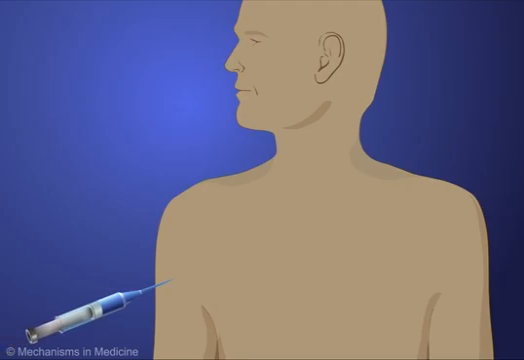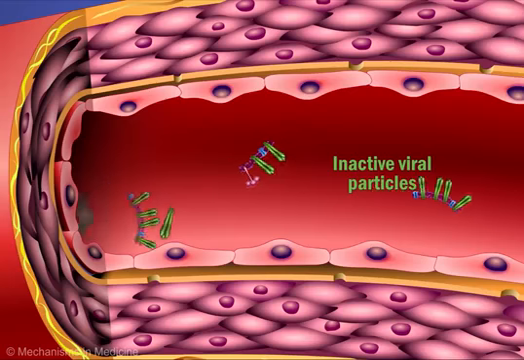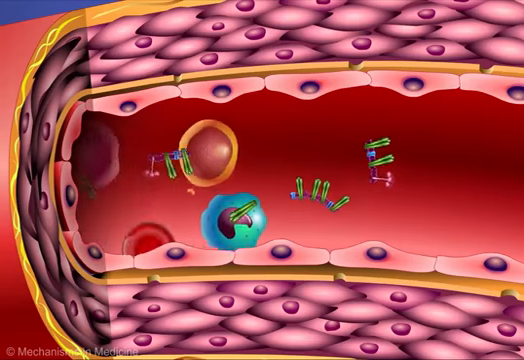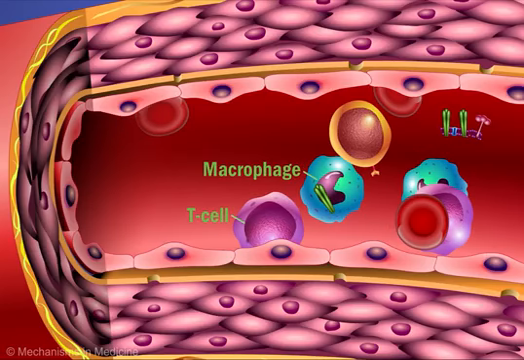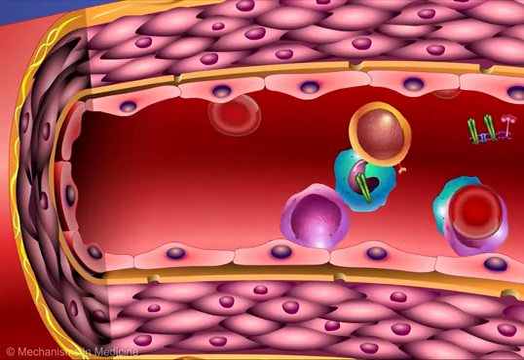These fractioned particles containing the foreign antigens hemagglutinin and neuraminidase are released from the vaccine into the bloodstream. There, they are met with an immune response mediated by various immune cells, including macrophages, T lymphocytes or T cells, and B lymphocytes or B cells.